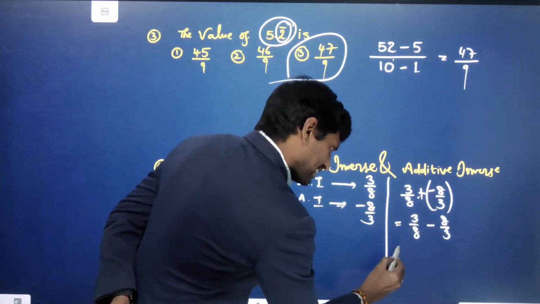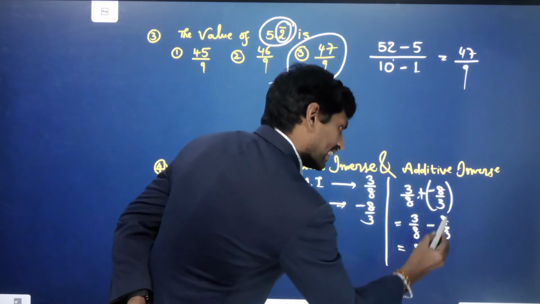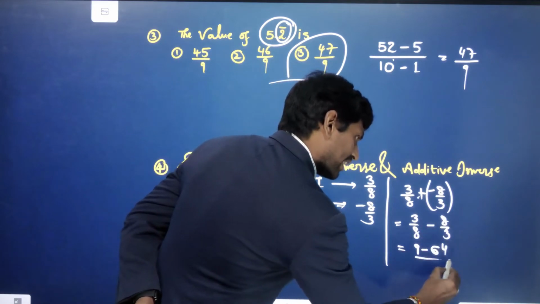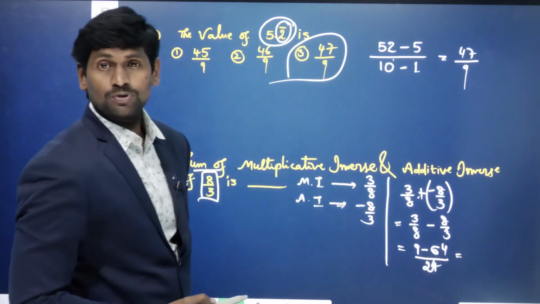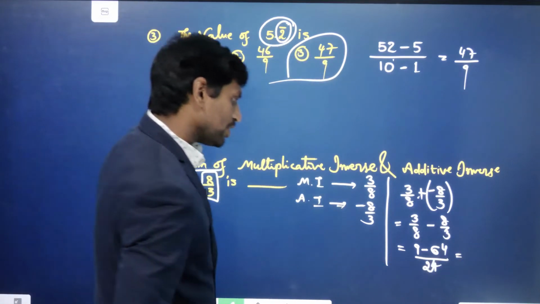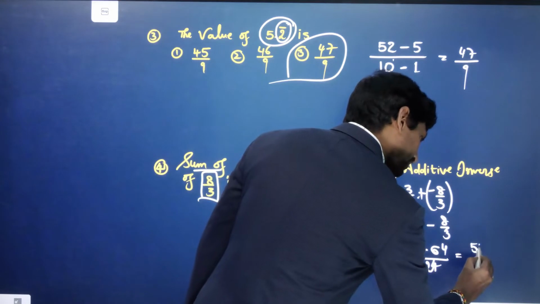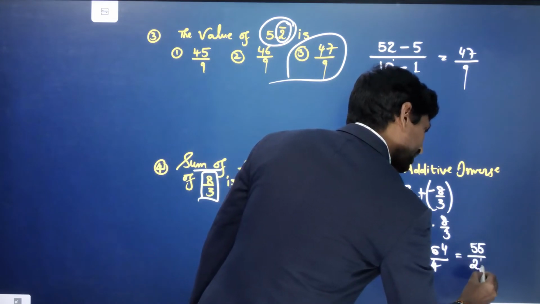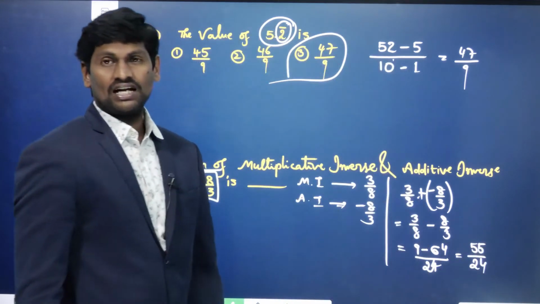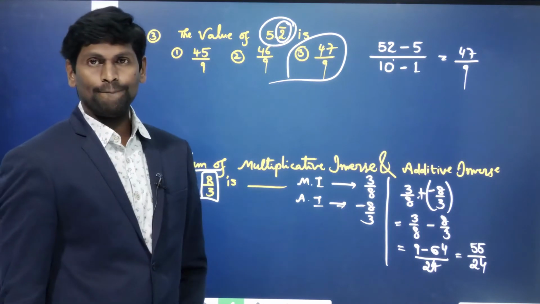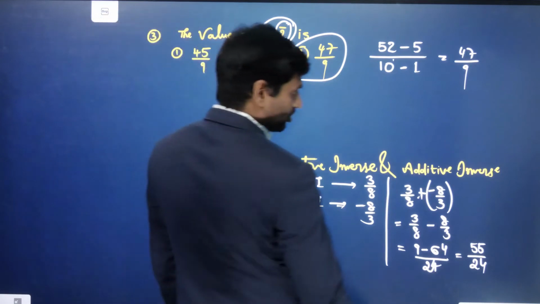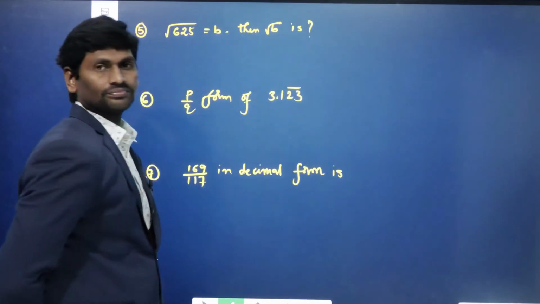LCM. 3 3s are 9, 8 8s are 64, and 8 3s are 24. 9 minus 64 is not possible, but 64 minus 9 is possible, that is 55. So 55 by 24, there is no cancellation. The answer is 55 by 24. Okay? Yeah. Let us go to the next question.